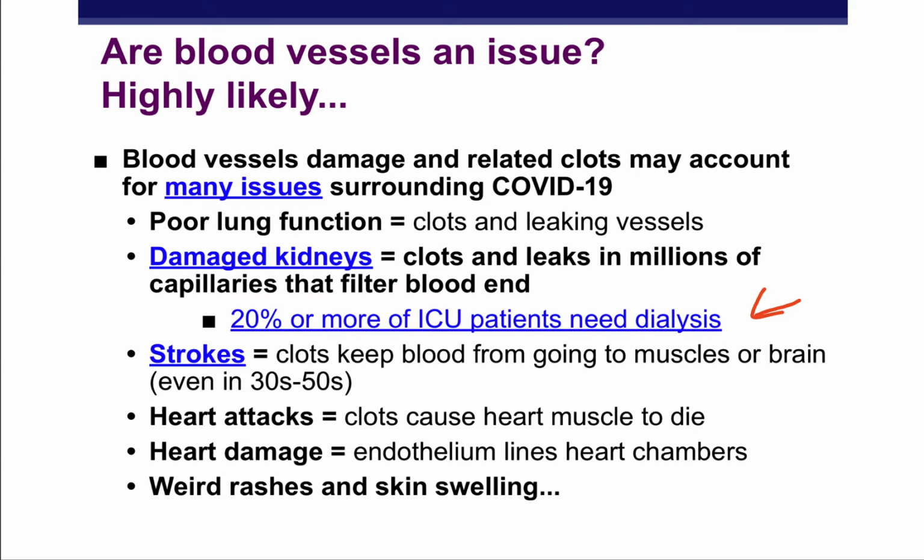Another issue that's happening is strokes. And you're seeing strokes in patients that are very young, that you don't expect strokes in, people in their 30s to 50s. Those clots can also clog up and block off flow to other tissue besides your brain, like muscles. You're seeing heart attacks, again, because a heart attack is a clot that's preventing blood from going to your heart muscle, so it starts to die. And that's a heart attack from COVID-19. And even just overall heart damage, difficulty with your heart, which may lead to lifelong issues or higher risk for cardiovascular disease when you're older.